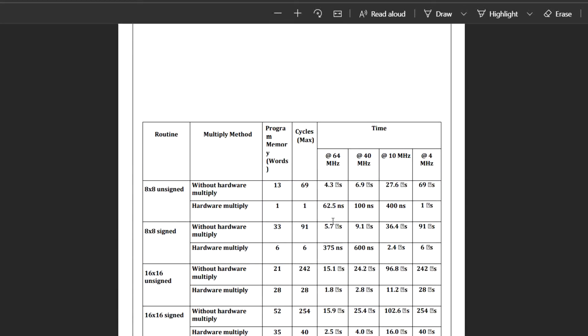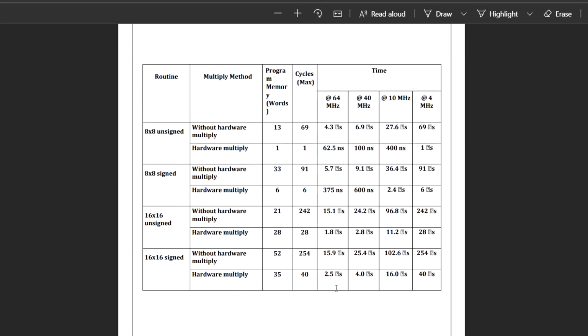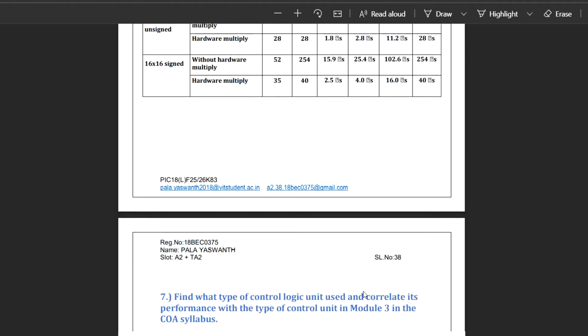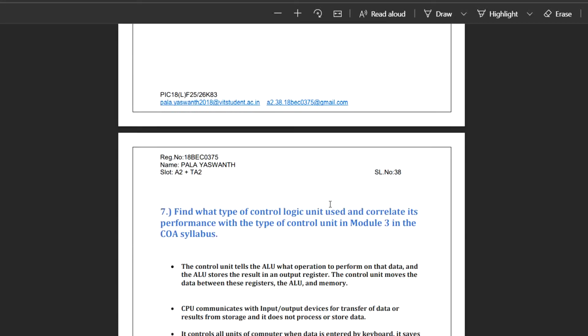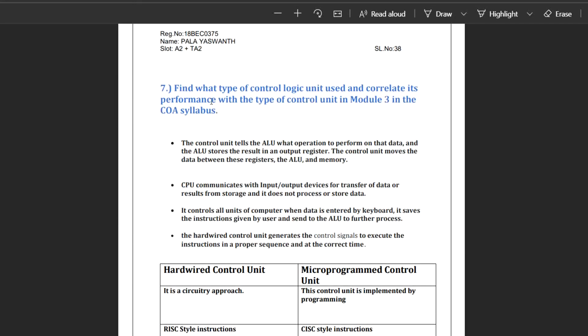I took help from some articles, and some of them were mentioned in my data sheet, so I took it from there. Question number 7 was about finding what type of control logic is used and correlating its performance with the type of control unit in module 3, which we discussed in the class.